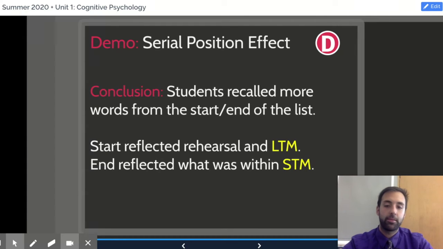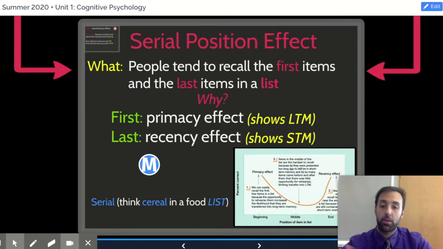As I've alluded to, this demonstration box is not something you have to write down. Students typically will use the small letter D logo, perhaps next to the word serial position effect, to remind them that we did in fact do a demo for this term. Specifically, when you remember the beginning of the list, that's what we call the primacy effect. The very end of the list, the most recent terms, is what we call the recency effect. And as a mnemonic, again, that's what the letter M stands for.